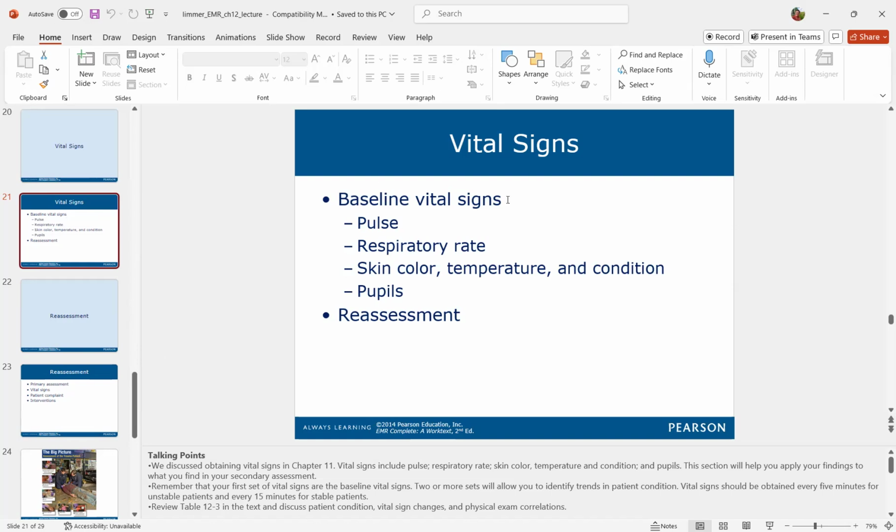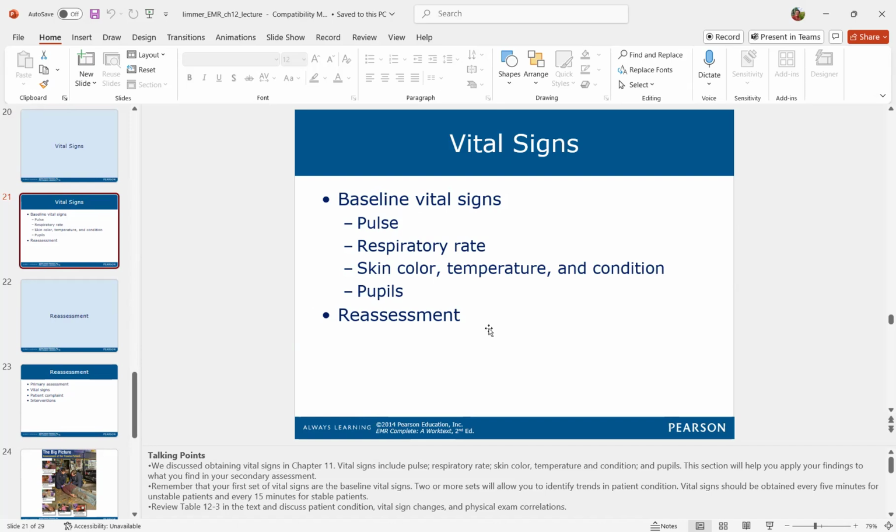Baseline vital signs are our first set of vital signs that we take on somebody. And anything we take after that is going to start a trend to see how the patient is doing. Are they getting better? Are they getting worse? Are they staying the same? So 2 or more sets allow us to identify that trend in our patient's condition. Vital signs should be obtained at certain times.